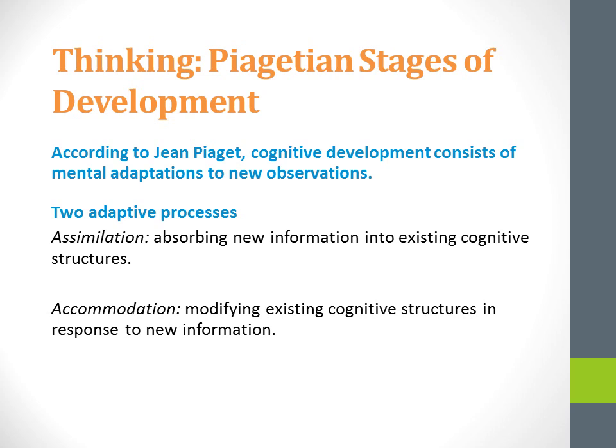So first, before we move into the theory, Jean Piaget stated that cognitive development consists of two adaptive processes, where children are adapting their thinking to new observations or new things that they're exposed to in the environment. Children engage in a process of assimilation, where they absorb new information into existing cognitive structures. They also engage in a process called accommodation, where you modify your existing cognitive structures when you learn new information.